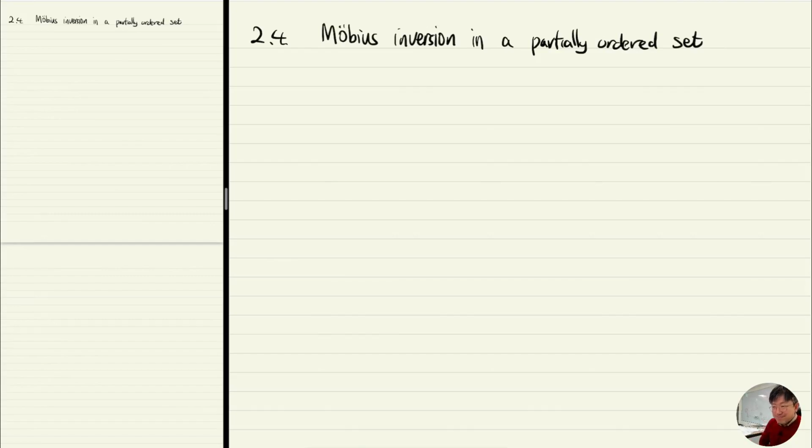All right. So before proving the Alon-Babai-Suzuki theorem, we're going to change the topic a little bit, and we will talk about the Mobius inversion formula.